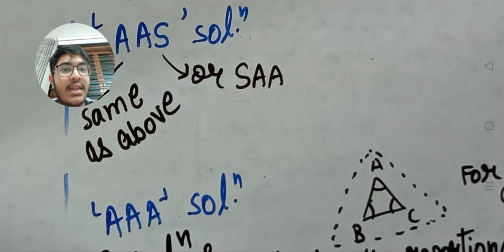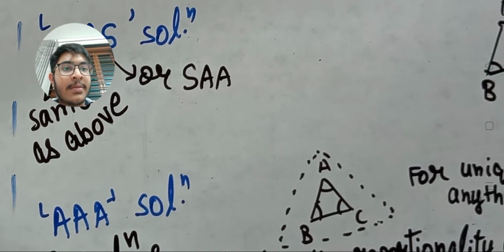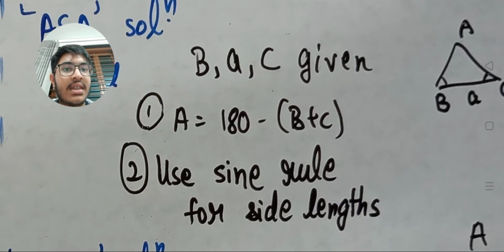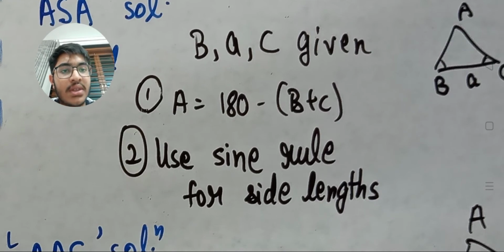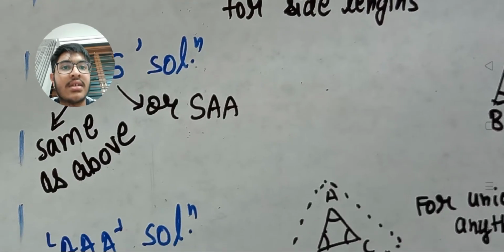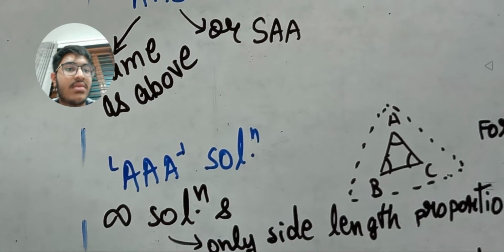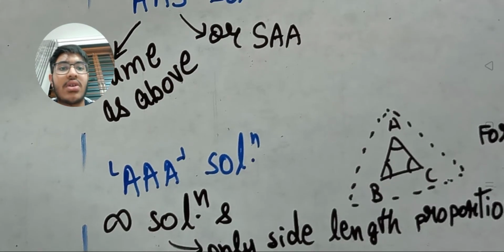Next comes AAS solution. Here also two angles and a side are given, but the side is not the included one. Here also we can use the same thing we did above. There are no problems in that. Let's see again. The first thing we do is find the angle which is not given in the question. Second, we use the sine rule for all the side lengths. We can see that it can also be said as SAA, depending on whether you see it clockwise or anti-clockwise.